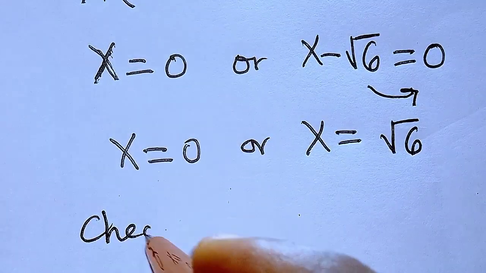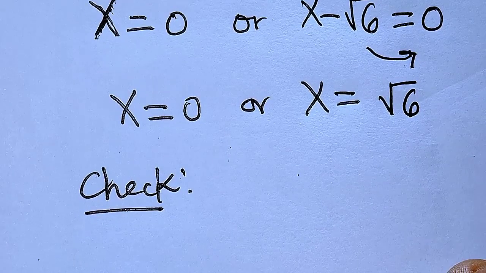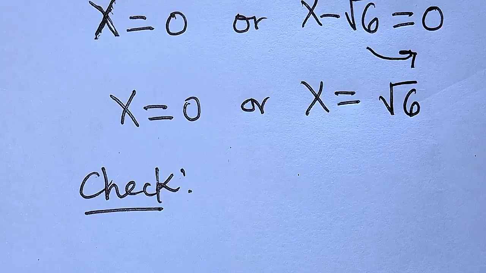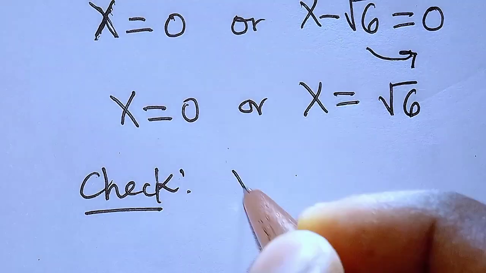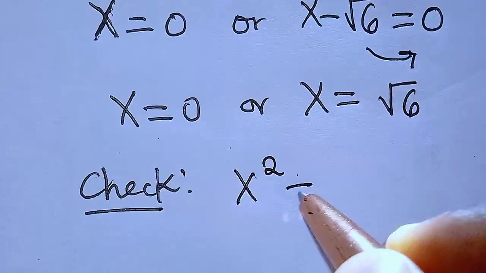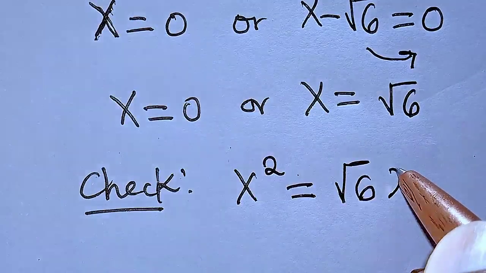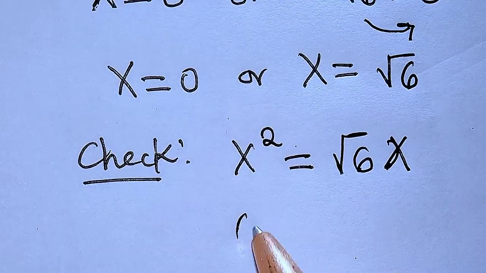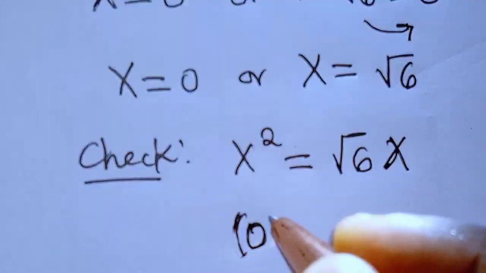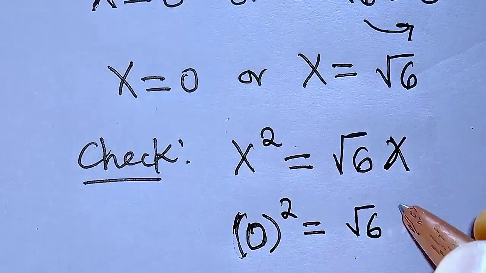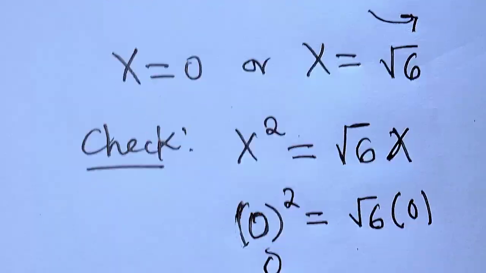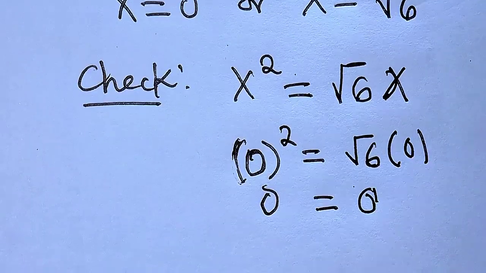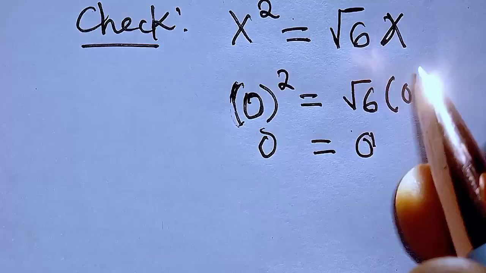Now quickly, let's check to see whether what we have is right. So we are going to pick this x equals 0 back into the equation given to us. The equation said x squared equals root 6 times x, right? So now we have x to be 0. So when you put x to be 0, square root 6 multiplied by 0, you can see that we have the two sides of the equation equal to 0, right? Then also let's check for when x equals root 6.